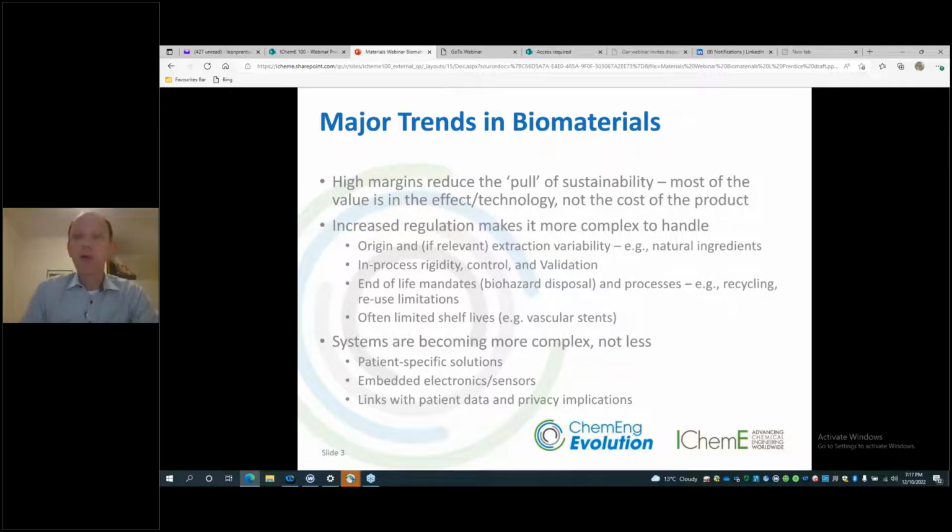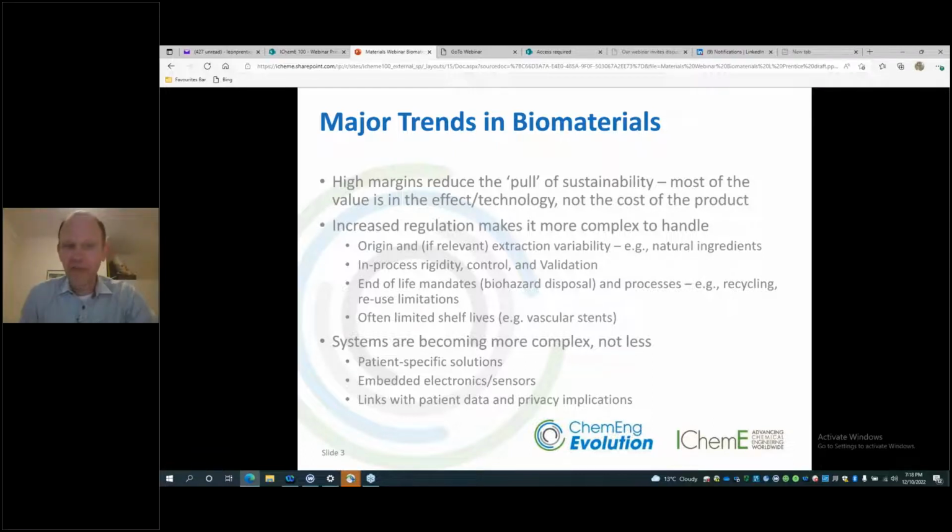And systems are becoming more complex, not less, particularly in a few ways. One is patient-specific solutions. So now if you're going to get an implant, there's a whole lot of 3D printing around that, right? If you 3D print a patient-specific implant, obviously you can't reuse it. The recycling process gets complicated. I could tell a funny story about a crematorium and some titanium, but I might leave that for question time.